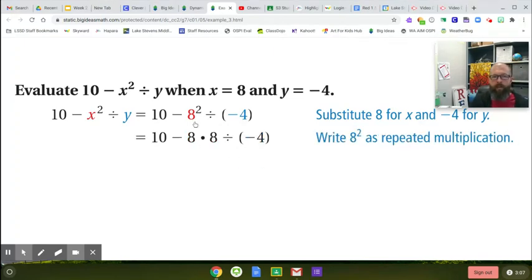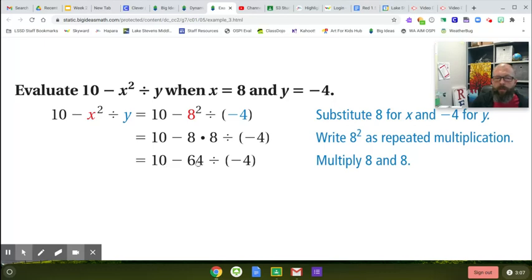Now we're going to solve, and our order of operations says we got to do exponents first. Parentheses, that's already done. There's only one number in there. Exponents would be 8 times 8 right here. That's going to be 64.